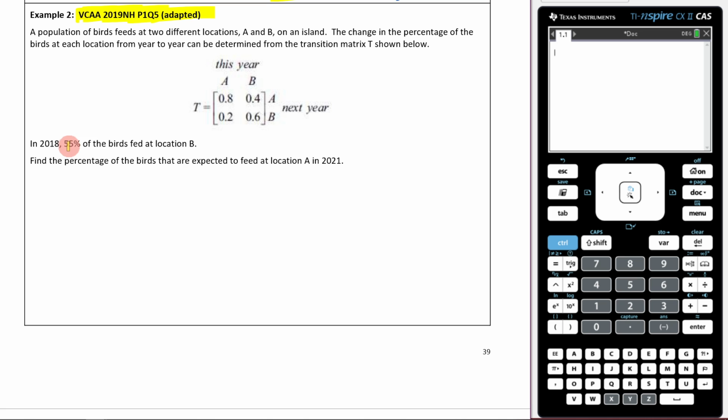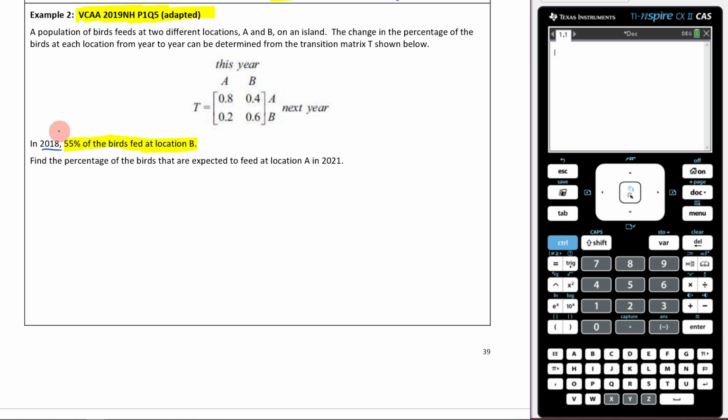In 2018, 55% of the birds fed at location B. Find the percentage of birds that are expected to feed at location A in 2021. You might like to pause this video and see if you can think about how you would approach it. All right. So what you're going to do here is treat 2018 as your starting point.